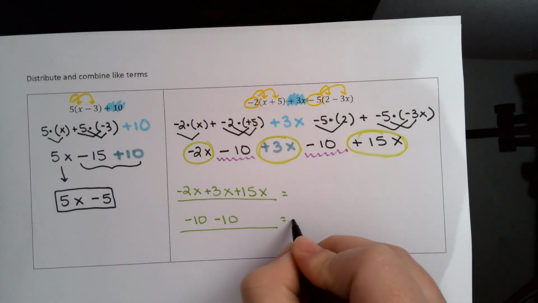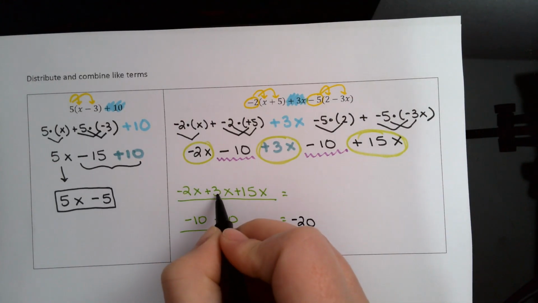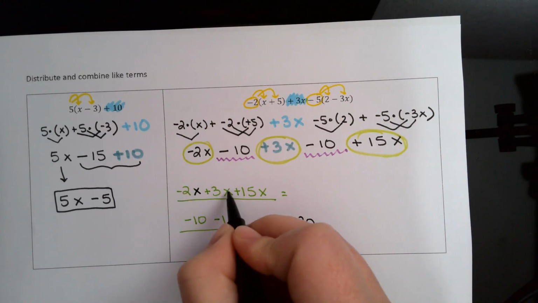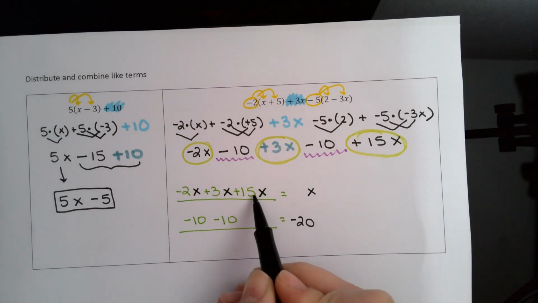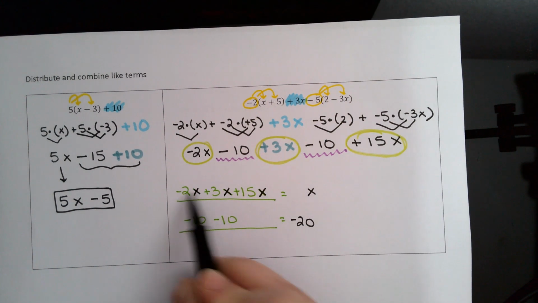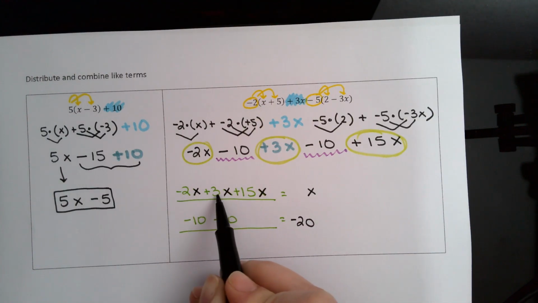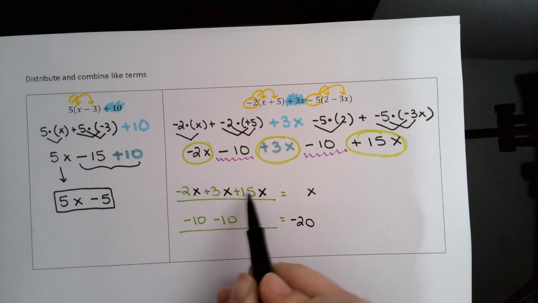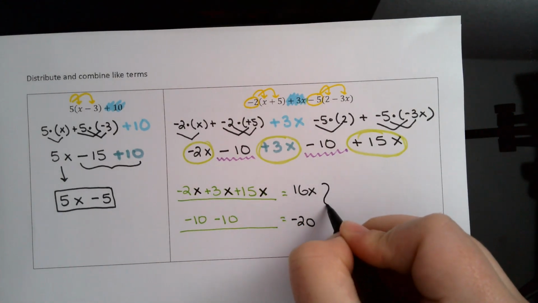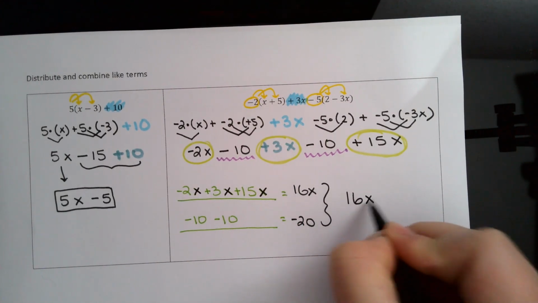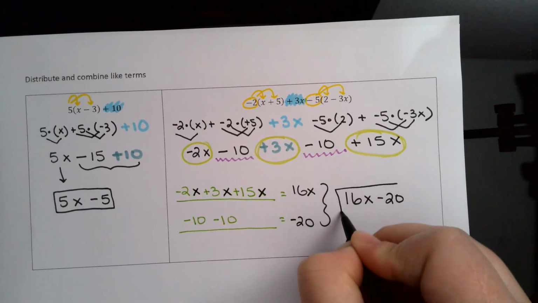We get -20. Again, I see a letter, I have a letter, I'm going to have a letter. But here's 15, take away 2 plus 3. So -2 and 3, that's 1. 1 plus 15, that should be 16. So we have 16 x's minus 20. We got to write this out in the correct format like this.